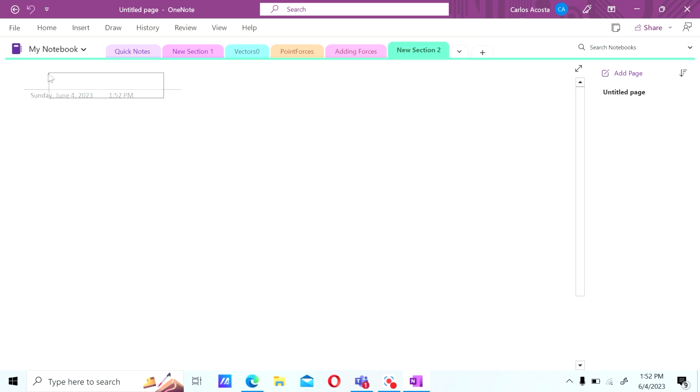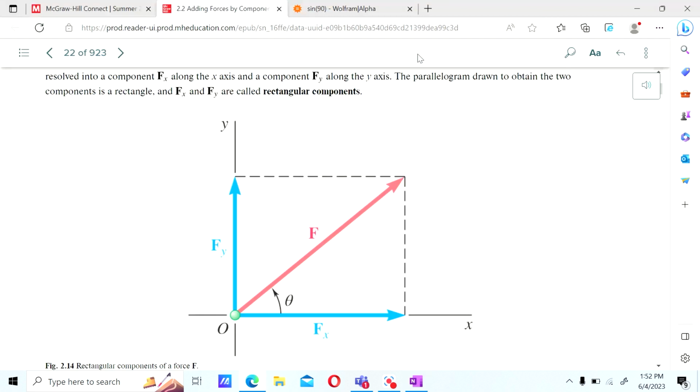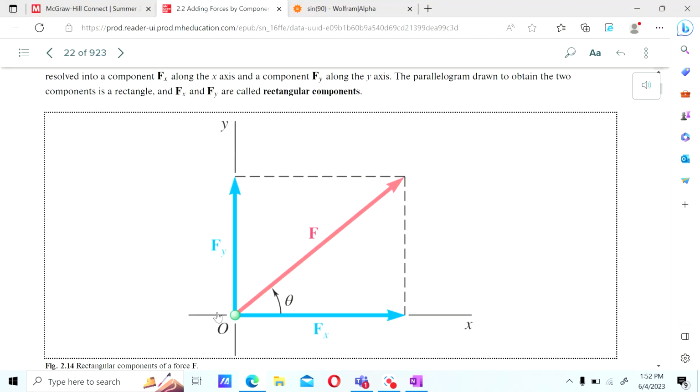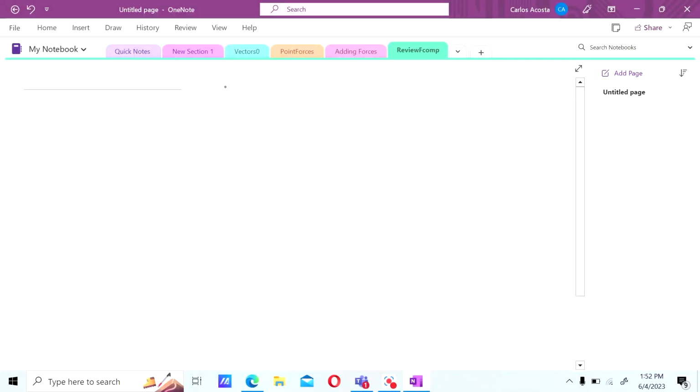Okay, so let's do another section here. Review of force components. All right, so as we know, a vector. Okay, let's go ahead and do.